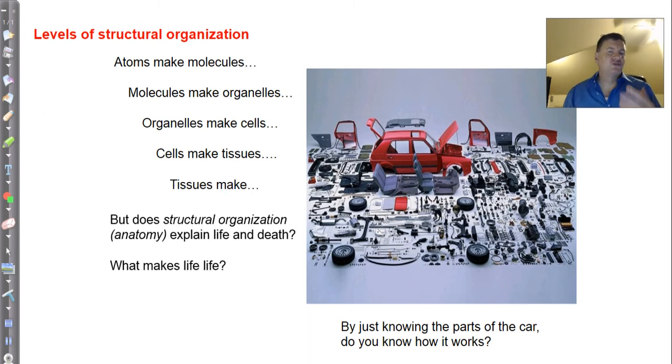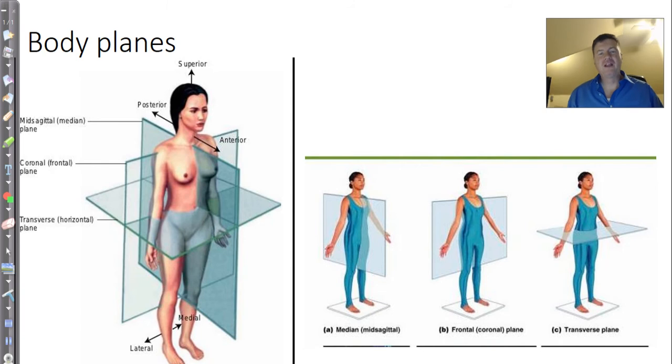So does structural organization really explain life and death? Yes and no. Atoms make up molecules, molecules make up organelles, but you don't know how a heart works by looking at some molecules. And then even the broader question is, what makes life life? Life really is due to the organization. A car really works based on its organization, but my point here is you can't just consider the parts and know how the whole thing works. Okay, that's just a little preamble as we get into some basic anatomical terminology.